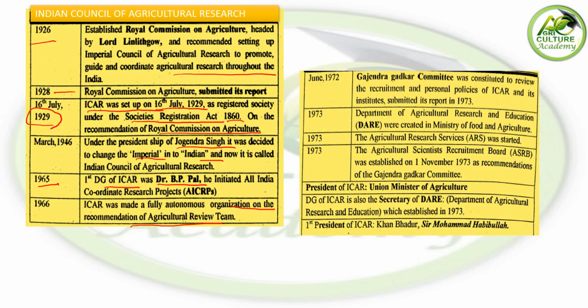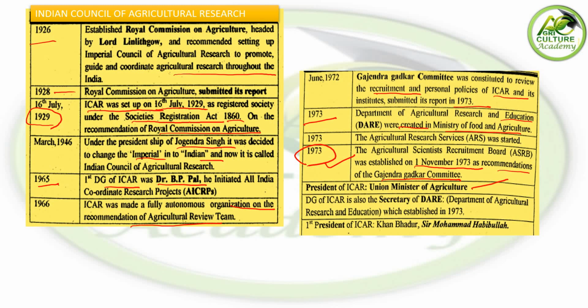1972 June, Gajendragadkar Committee was constituted to review the requirement and personnel policy of ICAR, and it submitted its report in 1973. 1973 DARE, Department of Agricultural Research and Education, created under Ministry of Food and Agriculture. 1973 ARS started, Agricultural Research Service. In 1973 Agricultural Scientists Recruitment Board ASRB was established on 1st November 1973 as a recommendation of the Gajendragadkar Committee. This one also question.